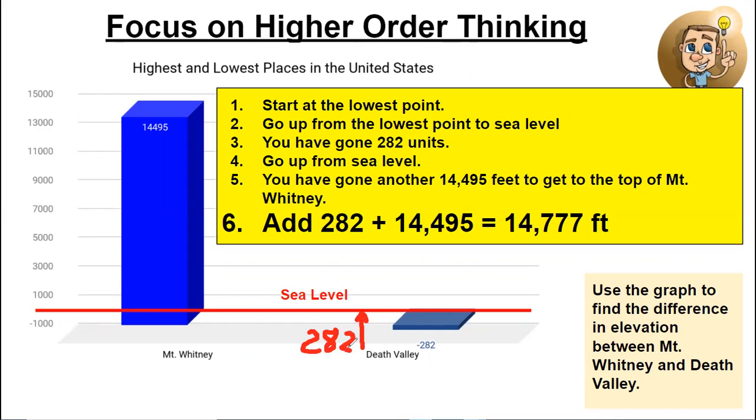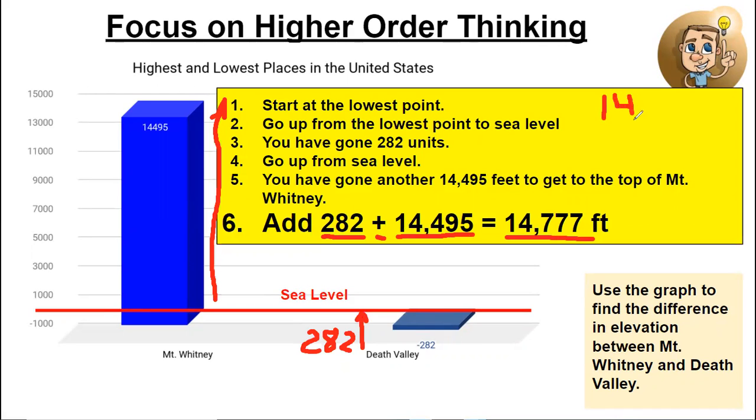And then we're going to go up from sea level like we did right here. Not very straight. And we went up 14,495 feet to the top of Mount Whitney. So to figure out the whole difference, we're going to add the 282 feet we went to get to sea level, plus the 14,495 feet we went from 0 up to the top of the mountain. If we were to add those two numbers together, we would get 14,777 feet.